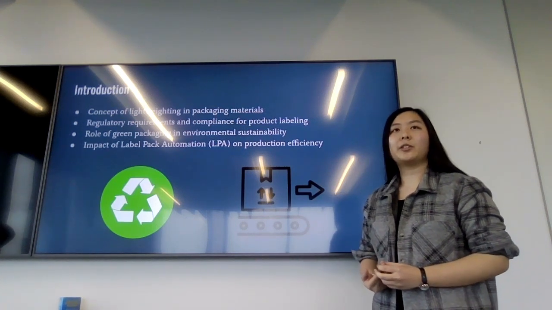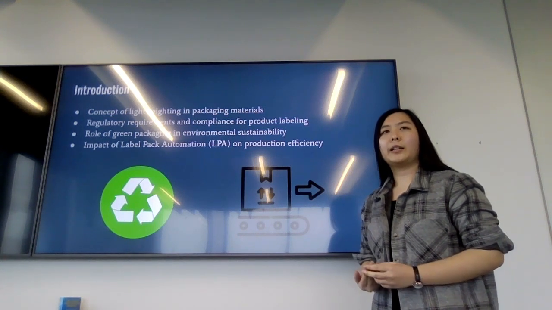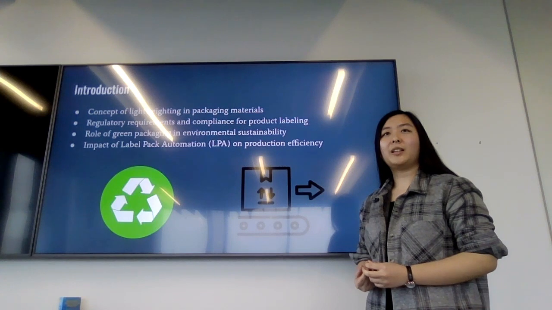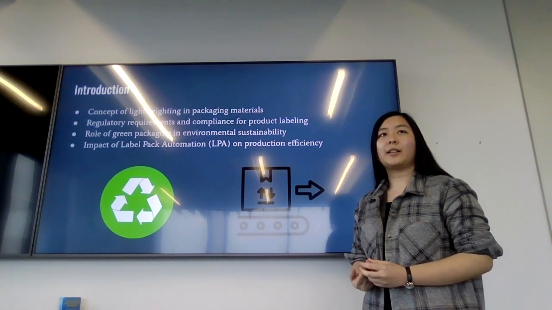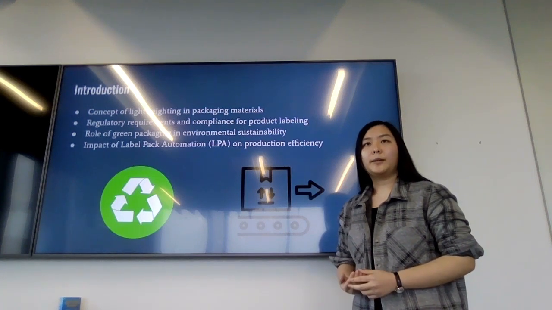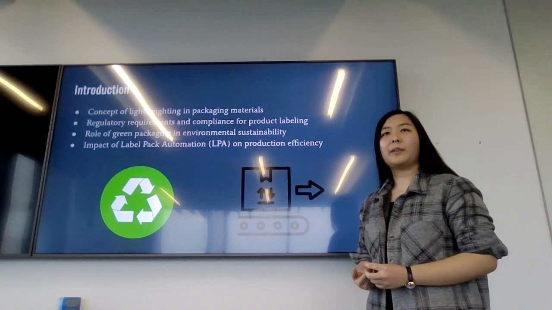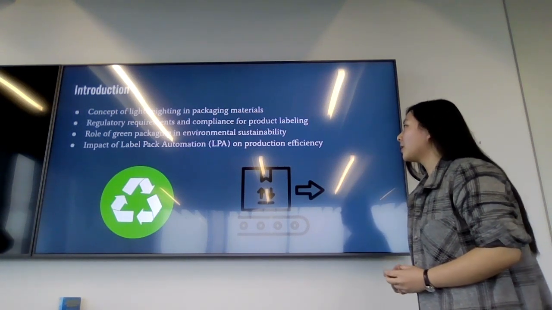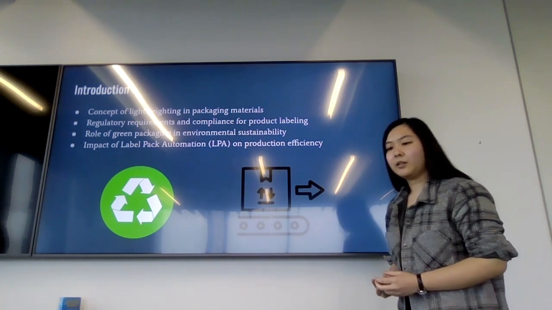Labeling information is crucial for consumers in helping them find information on products, ingredients, usage, instruction, and safety warnings. Some emerging technology from labeling includes smart labeling and QR codes. And then we'll also discuss the role of green packaging and environmental sustainability.